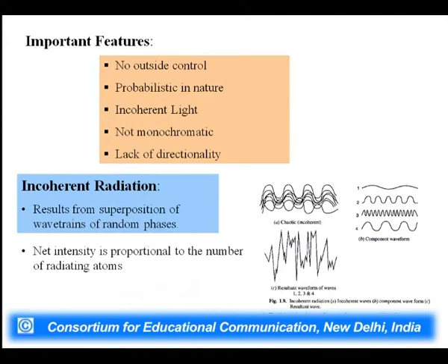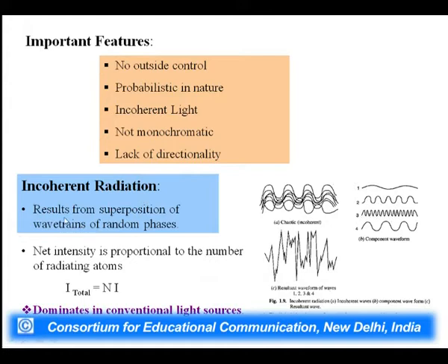What are the important features of spontaneous emission? No outside control is there, it is probabilistic in nature, and we receive incoherent light, not monochromatic light. There is a lack of directionality. It is incoherent radiation, as shown in the diagram, and we cannot get the laser output by using this spontaneous emission.